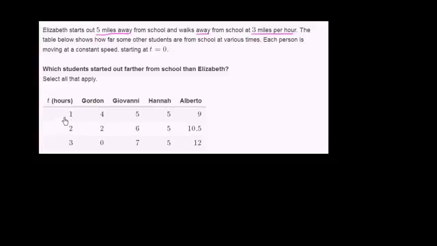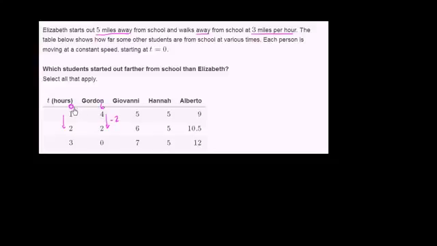So as we go from hour 1 to hour 2, Gordon gets 2 miles closer. So his distance to school is decreasing. So where was he at time equals 0? I'll try to squeeze it into the chart. Well, he would have been 2 miles further. So he would have been 6 miles away.